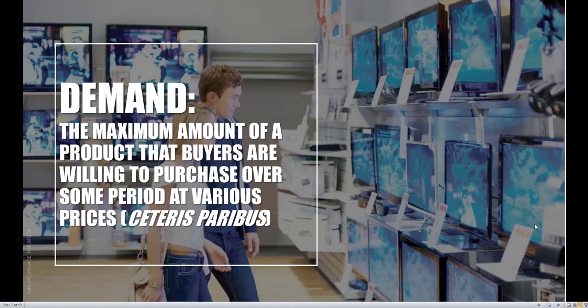Let's go ahead and build up the demand side of the market first. So what is demand? Demand is the maximum amount of a product that buyers are willing to purchase over some period at various prices, holding everything else constant. With demand, you're going to notice that there are two key variables: the price and the amount of a product. So we are dealing with quantity and prices.